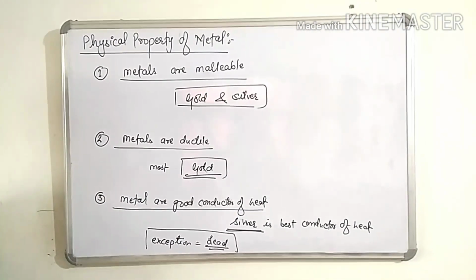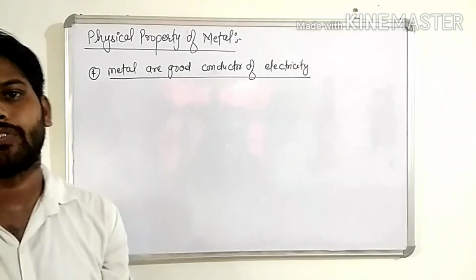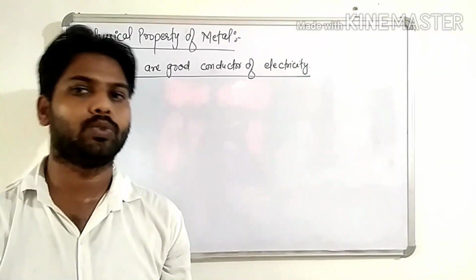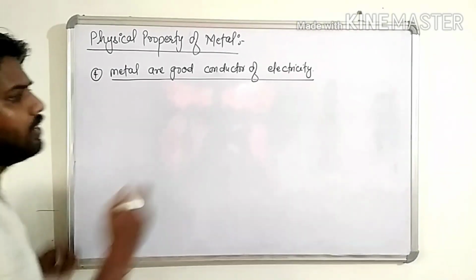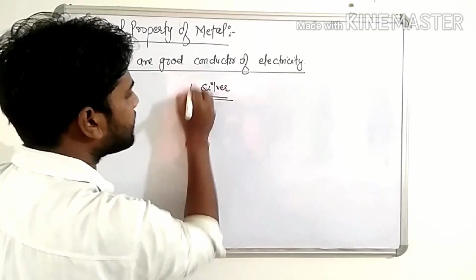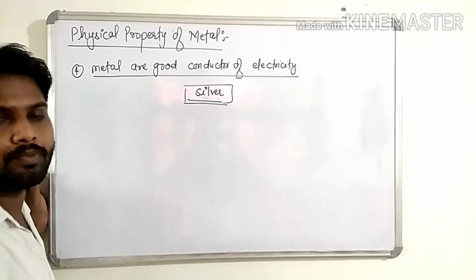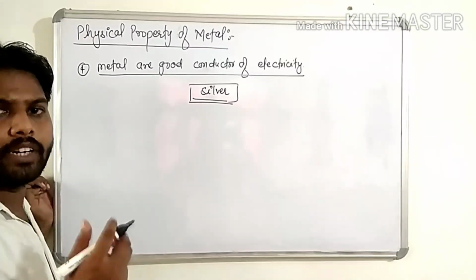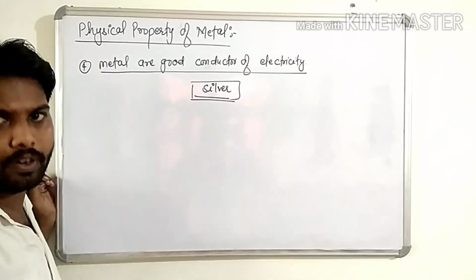Now the fourth property is that metals are good conductors of electricity, meaning electric current can pass through metals. So children, silver is the best conductor of electricity. Note in your copy, children. Being very good conductors of electricity, many metals are used in making wires, like aluminium and copper.